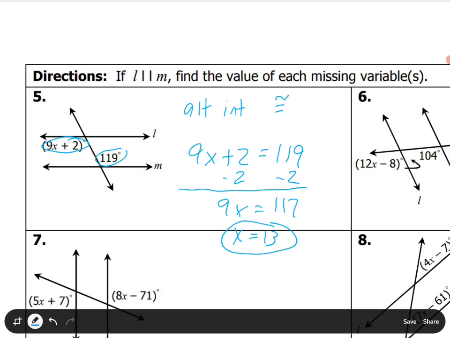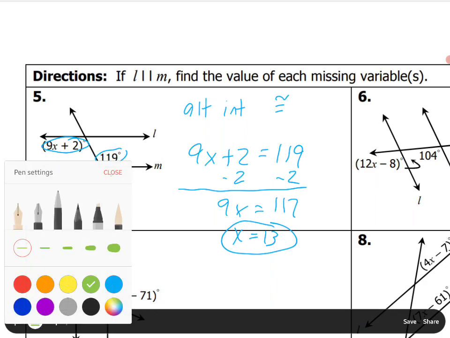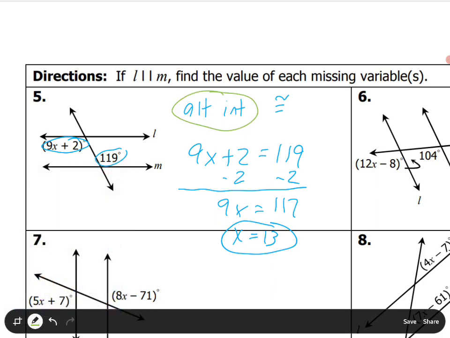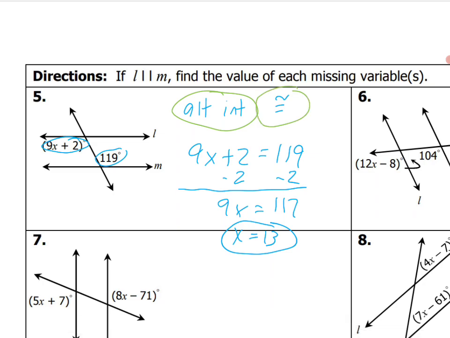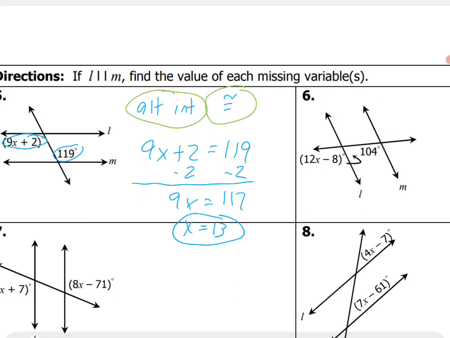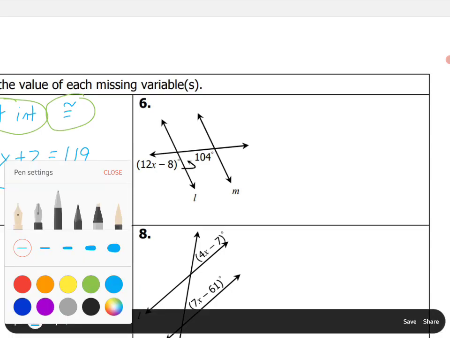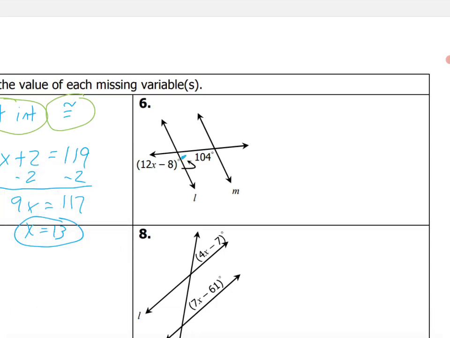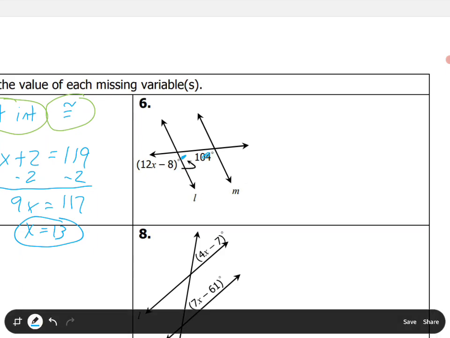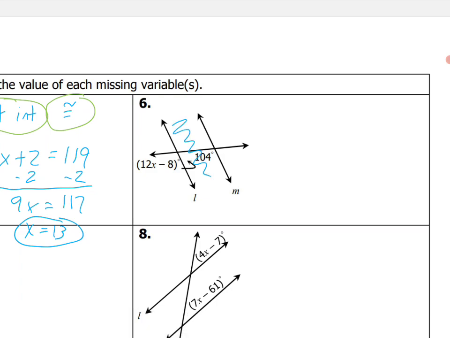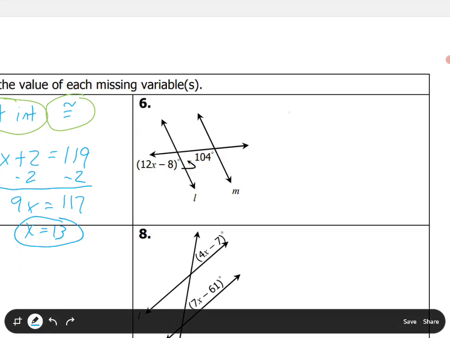All right. So same idea. We're going to find out the angle pair. We're going to figure out their relationship, and that's going to tell us how we set up our equation. If I look at number 6, I'm going to do the same thing. I have two angles. One's over here. One's over here. Those are both on the bottom side of the transversal, so they're on the same side. And they're on the interior. So that's same side interior.